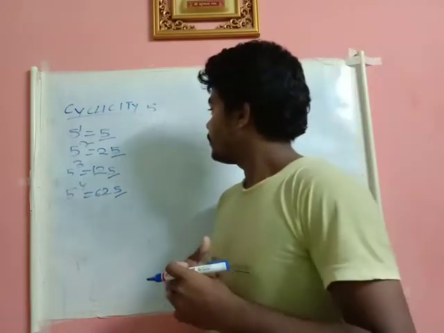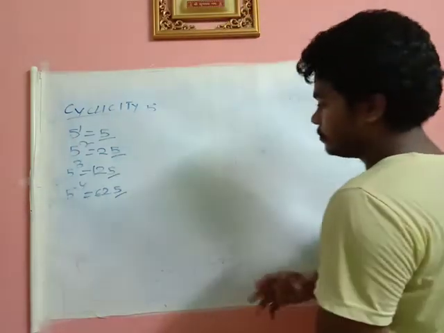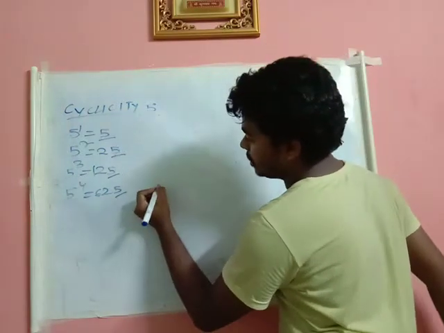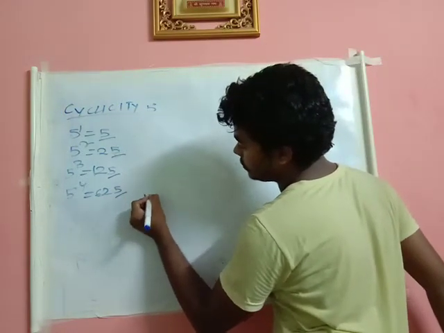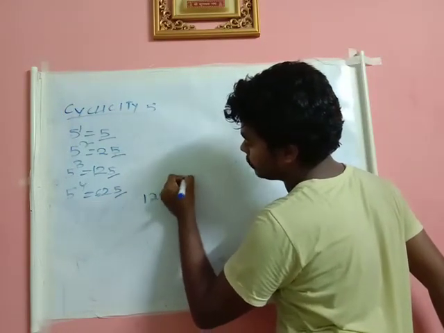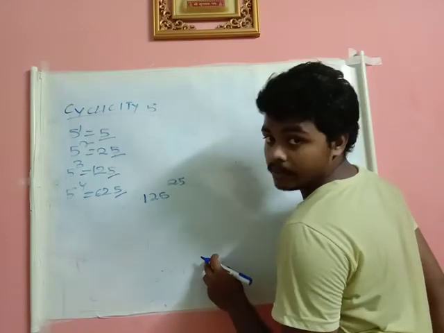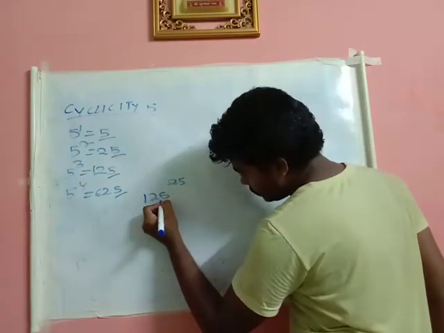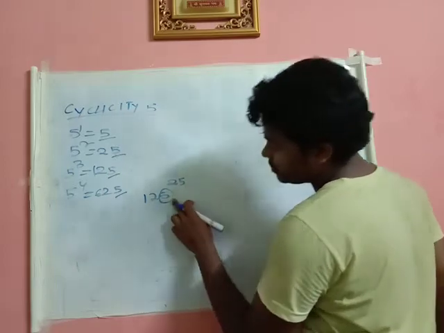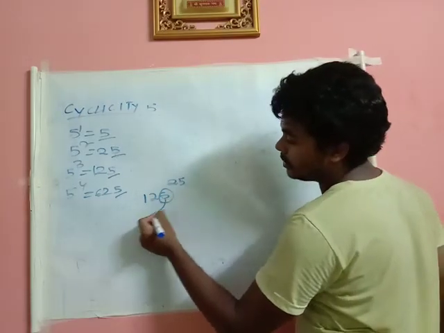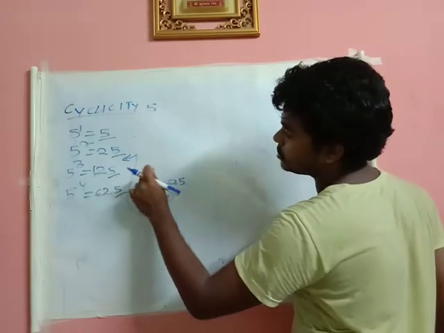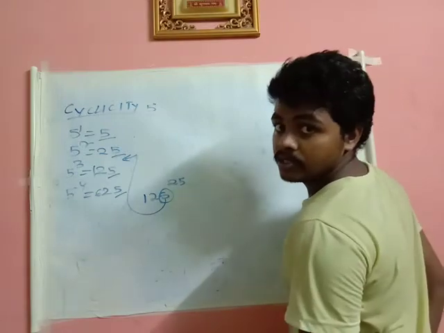Now, if someone comes and asks me what is the unit digit of 125 power 25, see what unit digit is present here. 5 is the unit digit present here. So you can tell that it belongs to the cyclicity of 5.